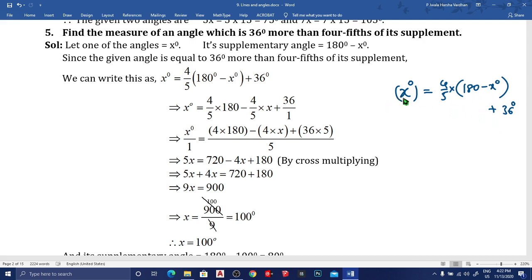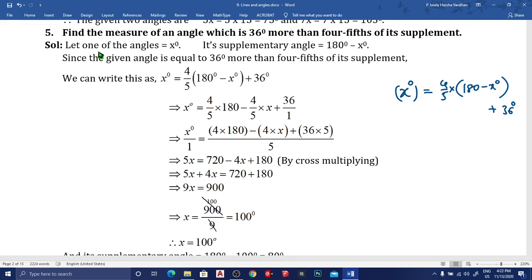Once again, listen: an angle which is 36 degrees more than. 36 degrees more means when you add 36 degrees to this angle, that will be 36 degrees more than this value. What is this value? 4/5 of its supplement. Again, 4/5 of its supplement is 180 minus x. Okay, so now this is the equation. Like that you have to decode the statement.